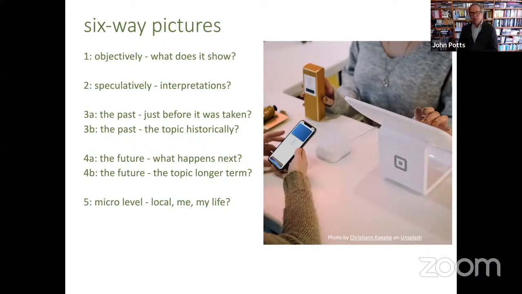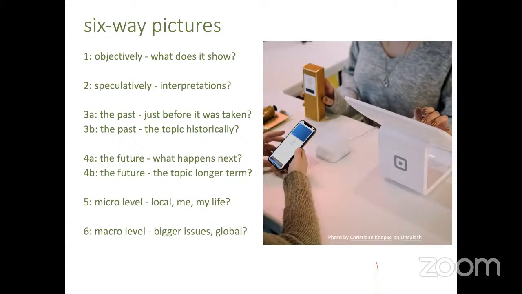Is there anyone here at the moment who buys things like this using a mobile phone for the transaction? For example, Apple have what's called Apple Pay, you just click your phone and it pays. Yes, someone does. Good. So that's the micro level. Me, my life, my town, my school, my job, whatever, it's me. But if there's a micro level, of course, there's also going to be a macro level, the bigger picture. So the global aspect of a picture. What's it like in other countries, etc.